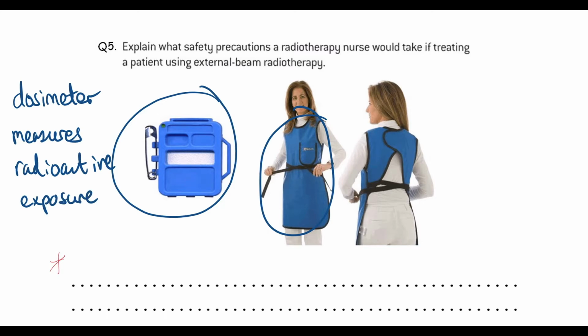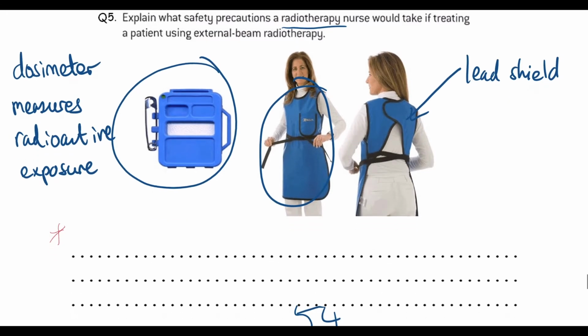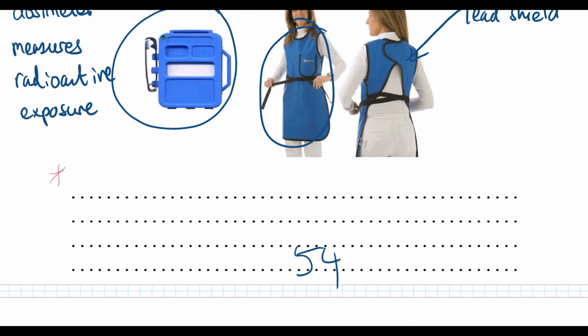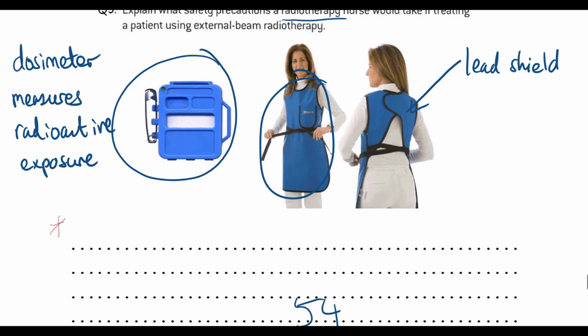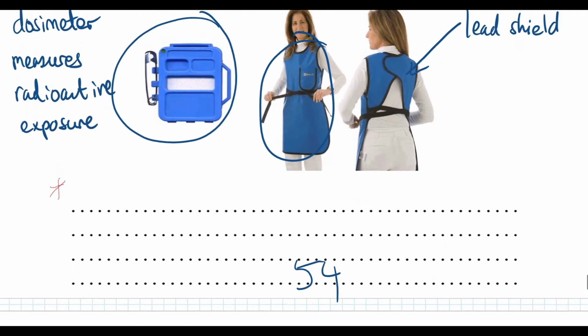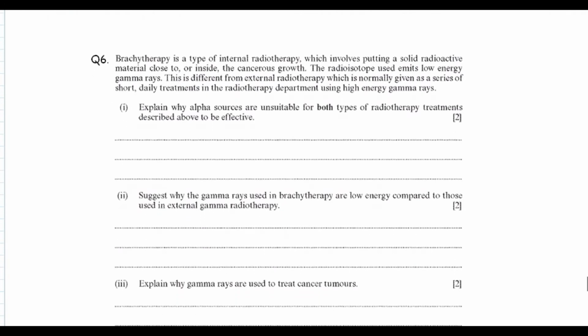And then this is a lead shield. If you remember, lead is a good absorber of radioactivity, and because radiotherapy uses gamma radiation, you need a lead shield so it protects her internal organs. So I should be writing 3-4 sentences there to explain. Press pause, complete. When you've completed, press play, and I'll turn on to page 55.